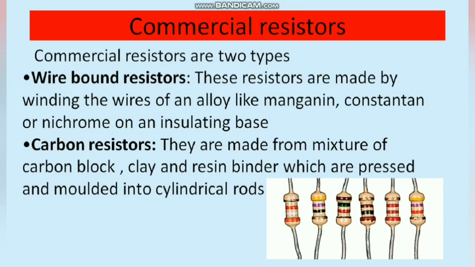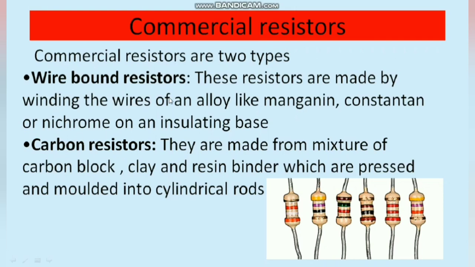Hi students, today we are going to discuss commercial resistors. These resistors are used in electronic instruments, radio, television, computers, and they oppose the flow of current. And the resistors are of two types. The first one is the wire wound resistor, the second one is the carbon resistor.